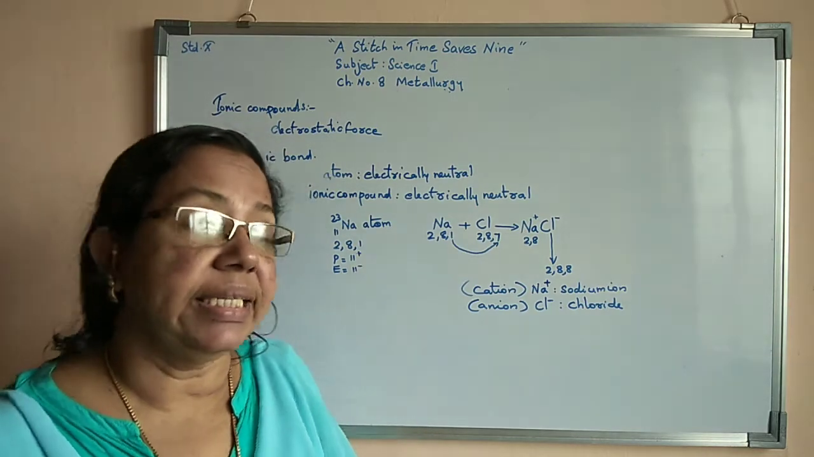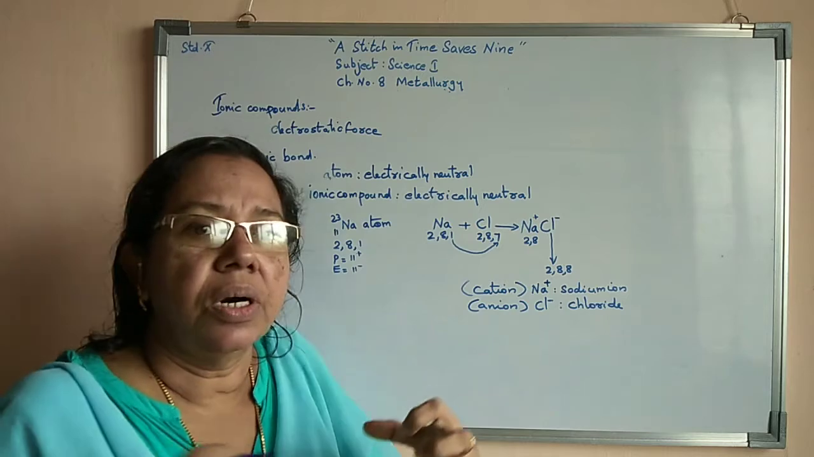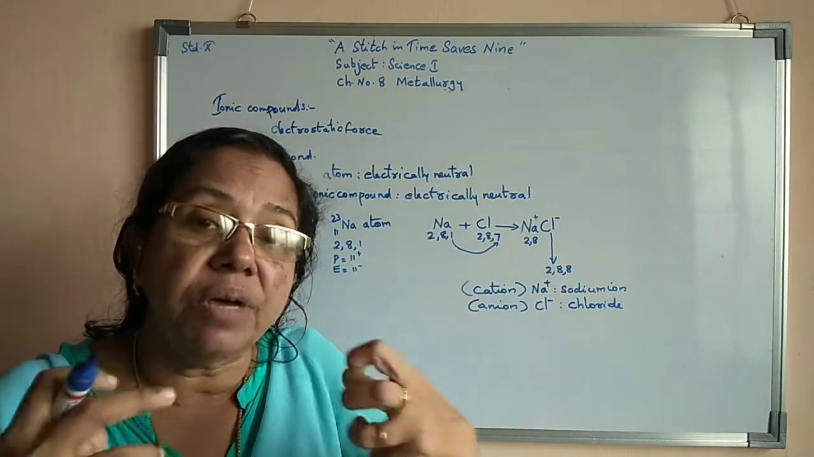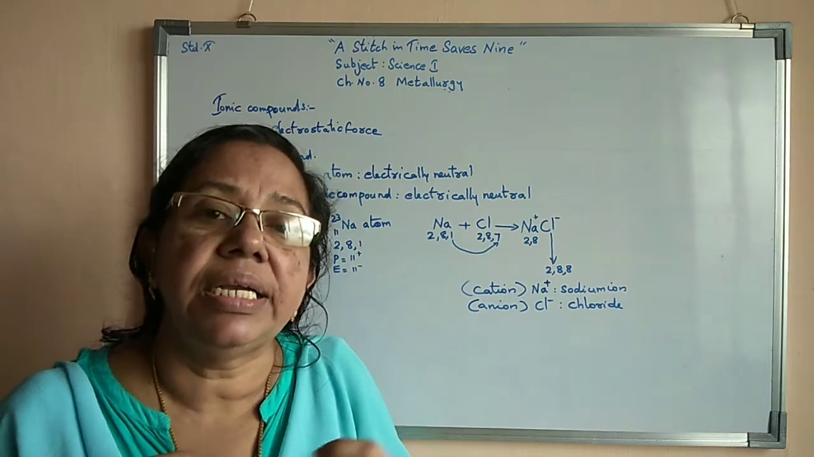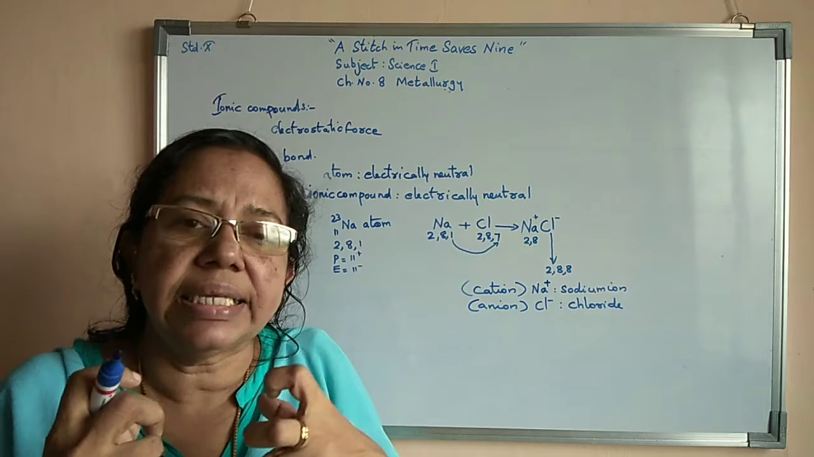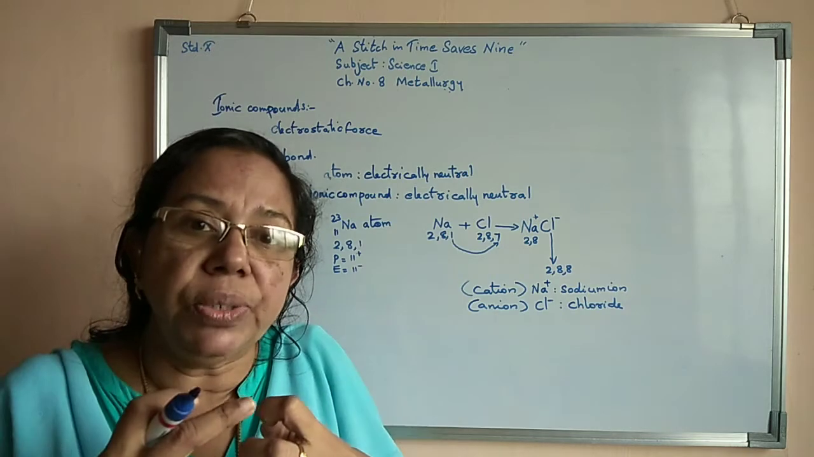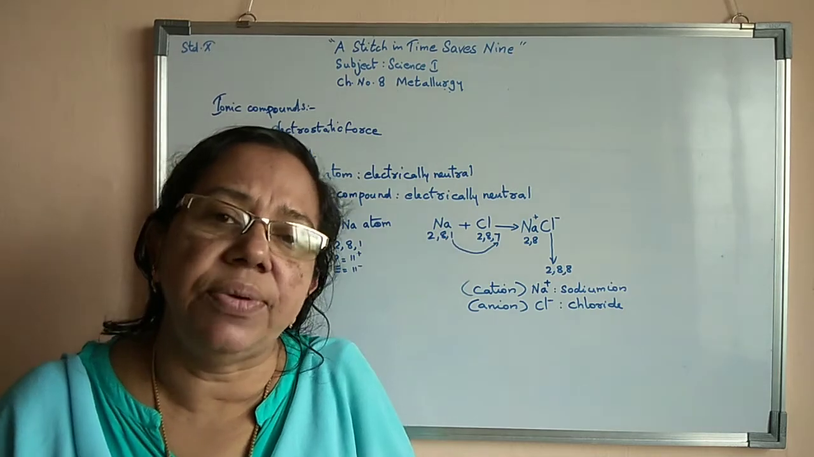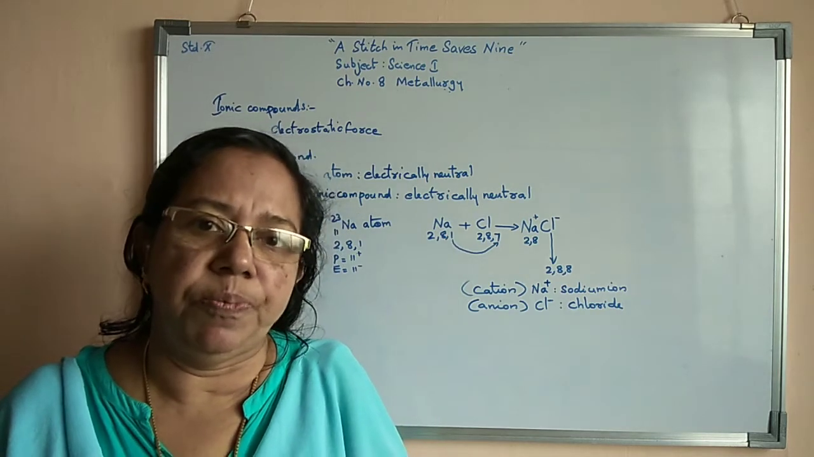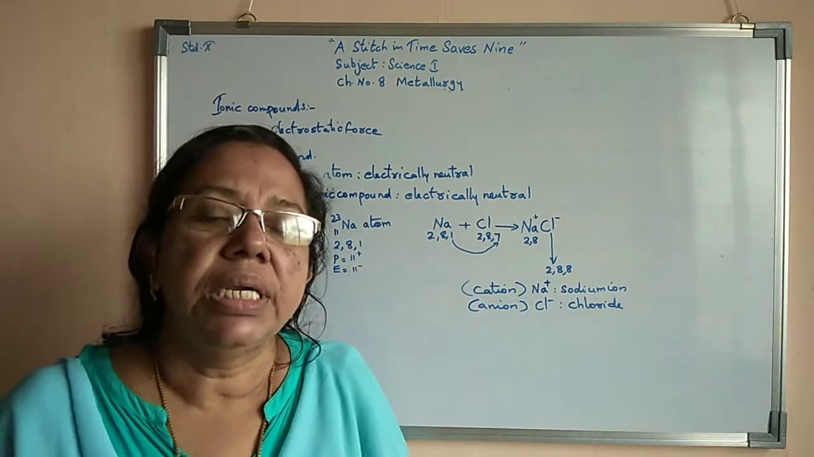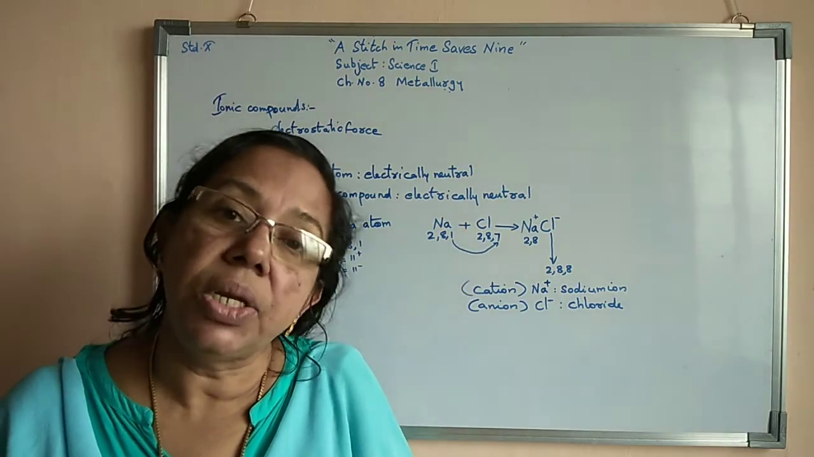The second thing is the magnitude of their charge. Magnitude of their charge means their strength. How much strength does the positive charge have? How much magnitude is there? An equal magnitude is there in the negatively charged ions also. As a result, we can say that an ionic compound is electrically neutral.